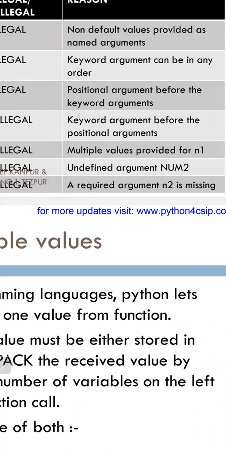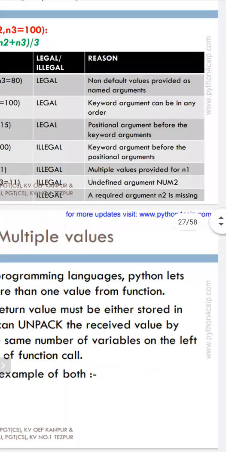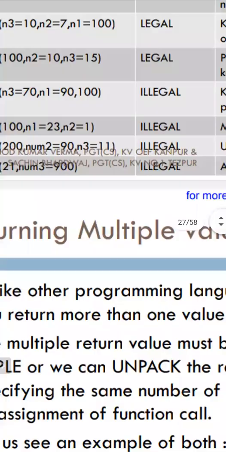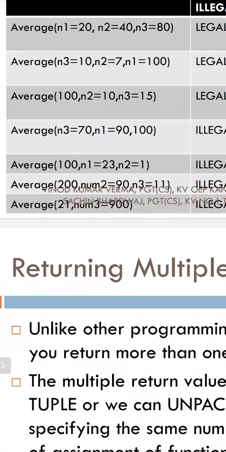So in the parameters, I'm saying parameters means the function header, we should use only one variable. One value, one parameter name only. n1 comma n1 we cannot use like this. n1 comma n2 comma n3. In whatever order, for keyword arguments. But if you use the same name, it will be a problem. Okay, you can see the next one. 200 comma n2 equal to 90, n3 equal to 11.